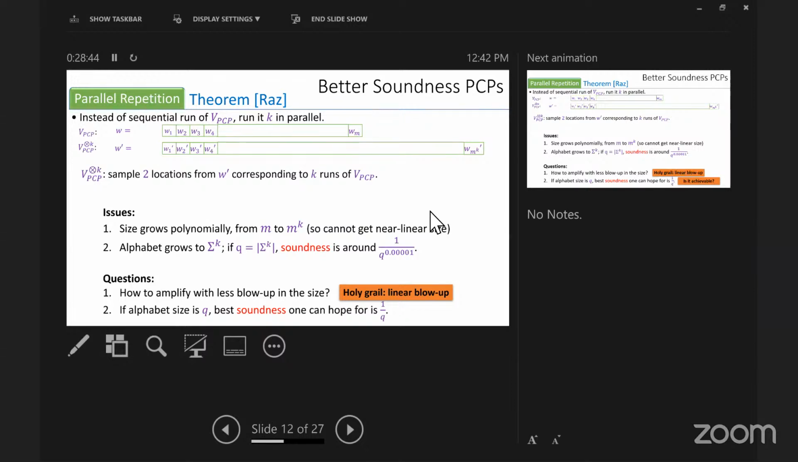So it's easy to see that if your verifier reads 2 symbols from a string over alphabet Q, regardless of whether phi is satisfiable or not, it's going to accept with probability at least 1 over Q. Because if you just sample this string at random, this will happen. So you cannot drive the soundness to be smaller than 1 over Q, but can you get to it?